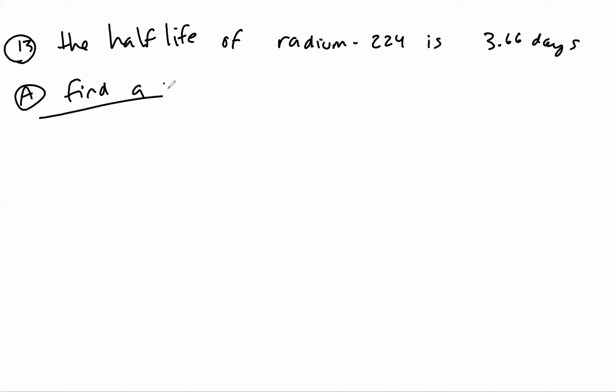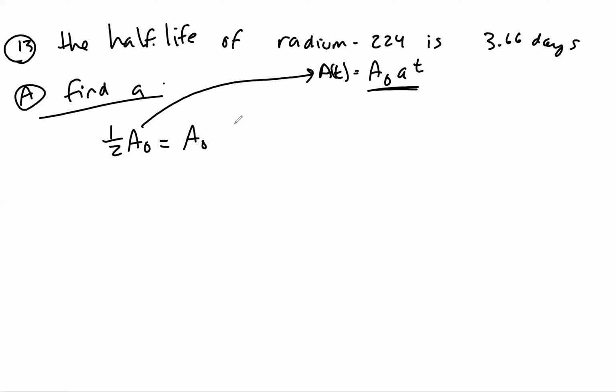Okay, so since we're talking about half-life, we're talking about decay. The function that we're going to use is A of t equals A sub 0 A to the t. And we know that A sub 0 is our initial value, A is the rate, t is the time. And so let's think about this. Well, if we start out with some of it, and after 3.66 days, we have half of it left. So we can say that half of our initial value is what's left after some time passes. So instead of rewriting this A of t, we're going to write 1/2 A sub 0, and that's going to equal just the rest of this. So A sub 0 A to the t.